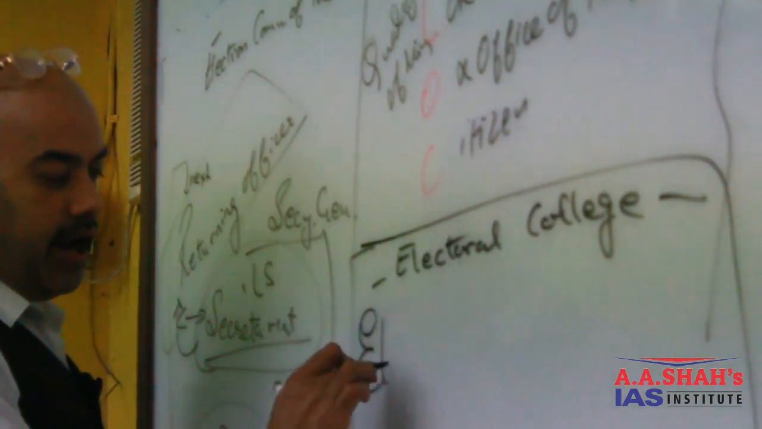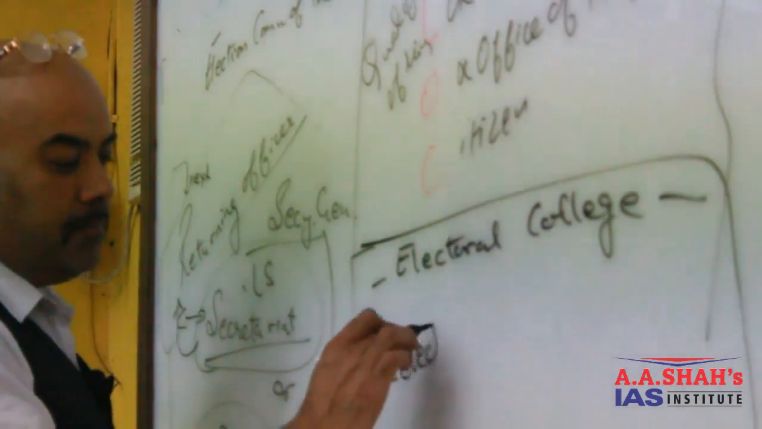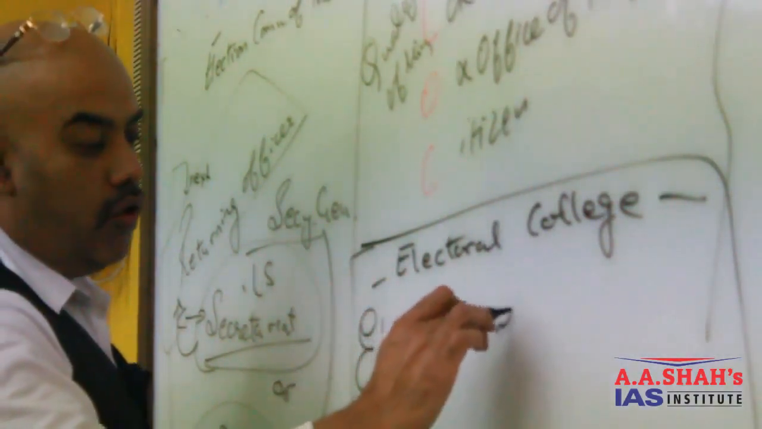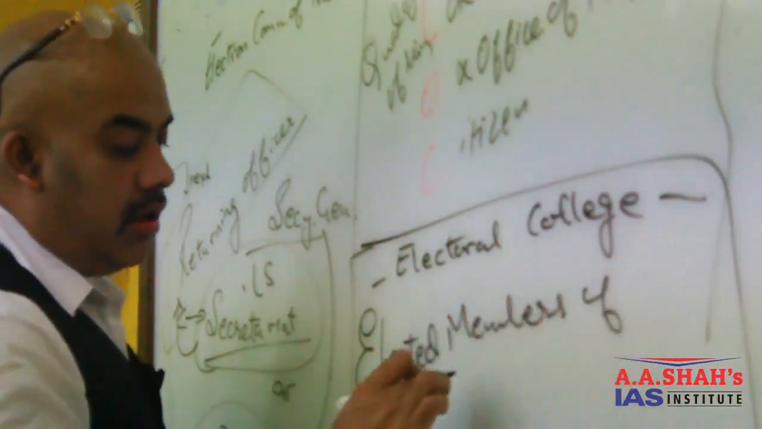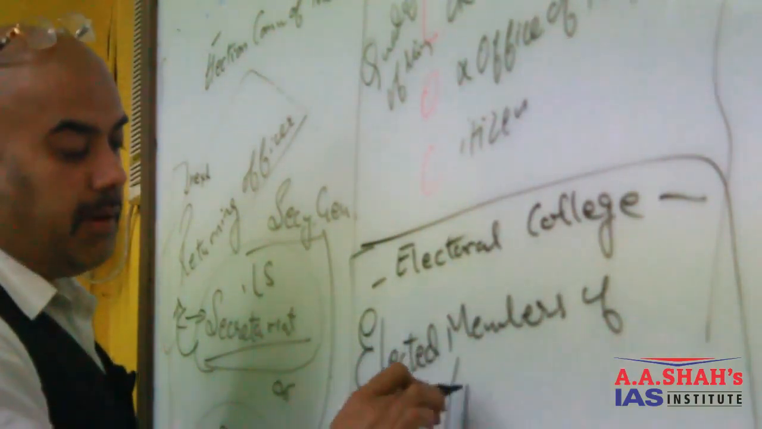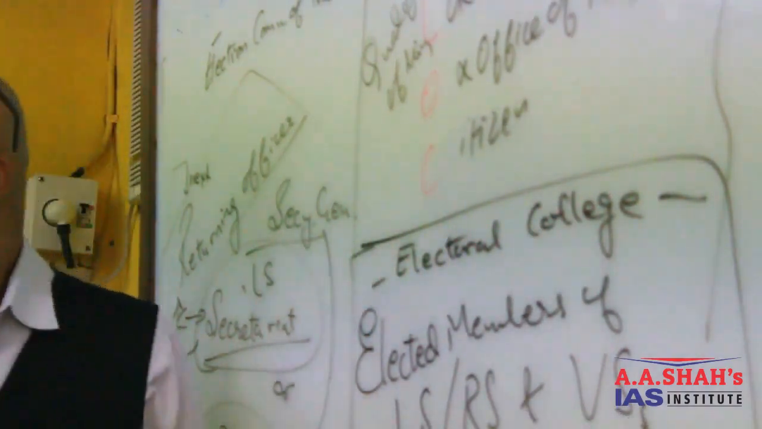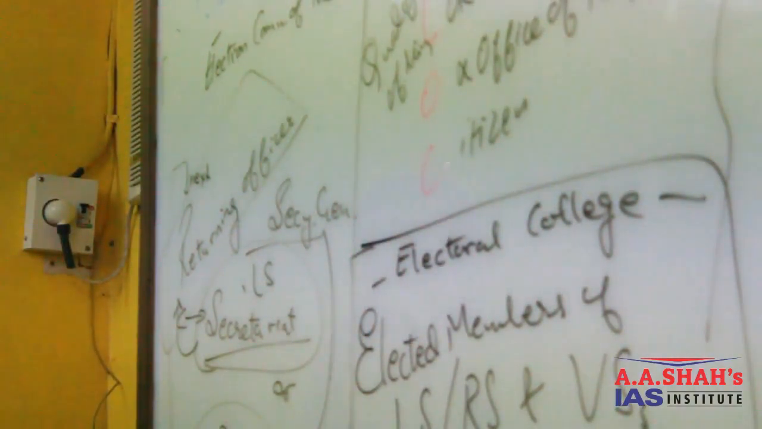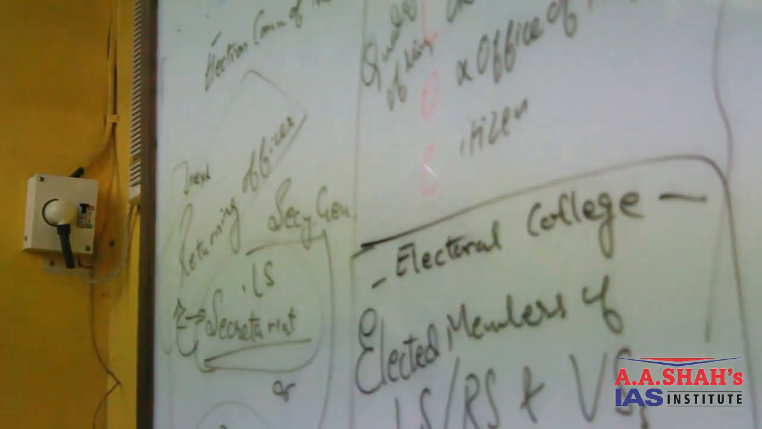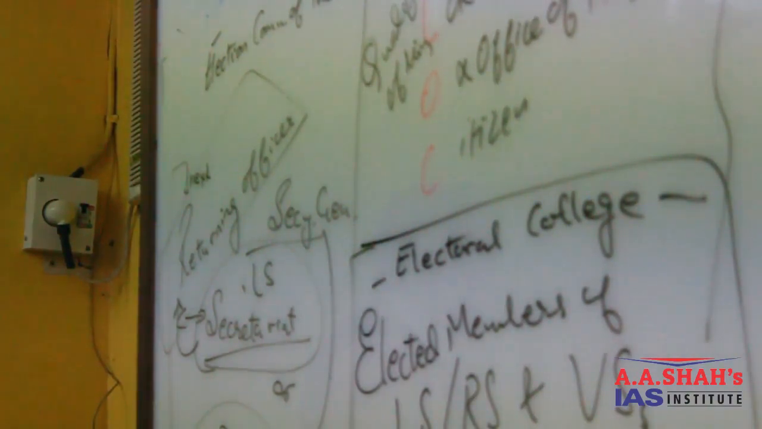elected members of Lok Sabha, Rajya Sabha and all other Vidhan Sabhas. What members? Elected members. So are nominated Anglo-Indians a part of this? No. Is Sachin Tendulkar going to be a part of this? No. Only elected members. Everyone is clear on this part?